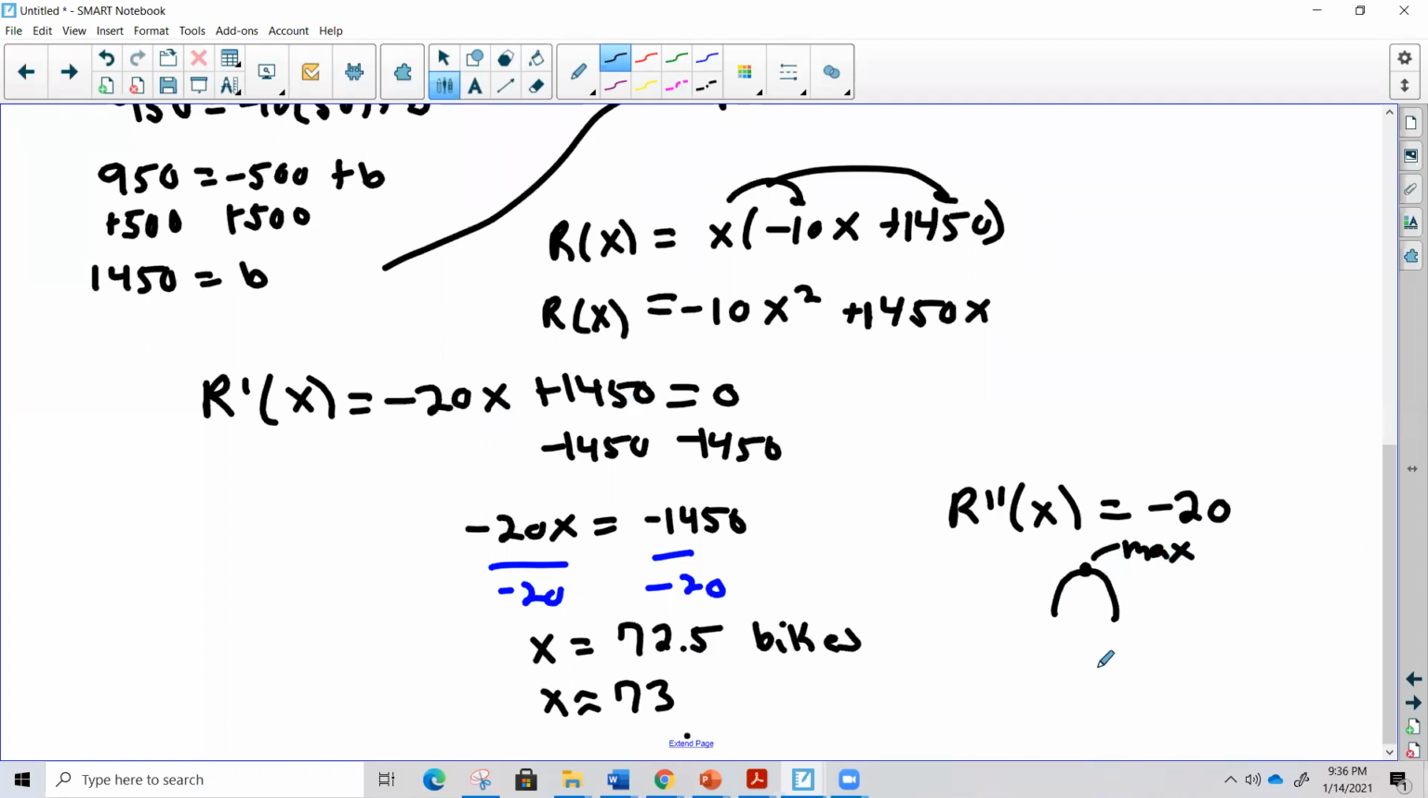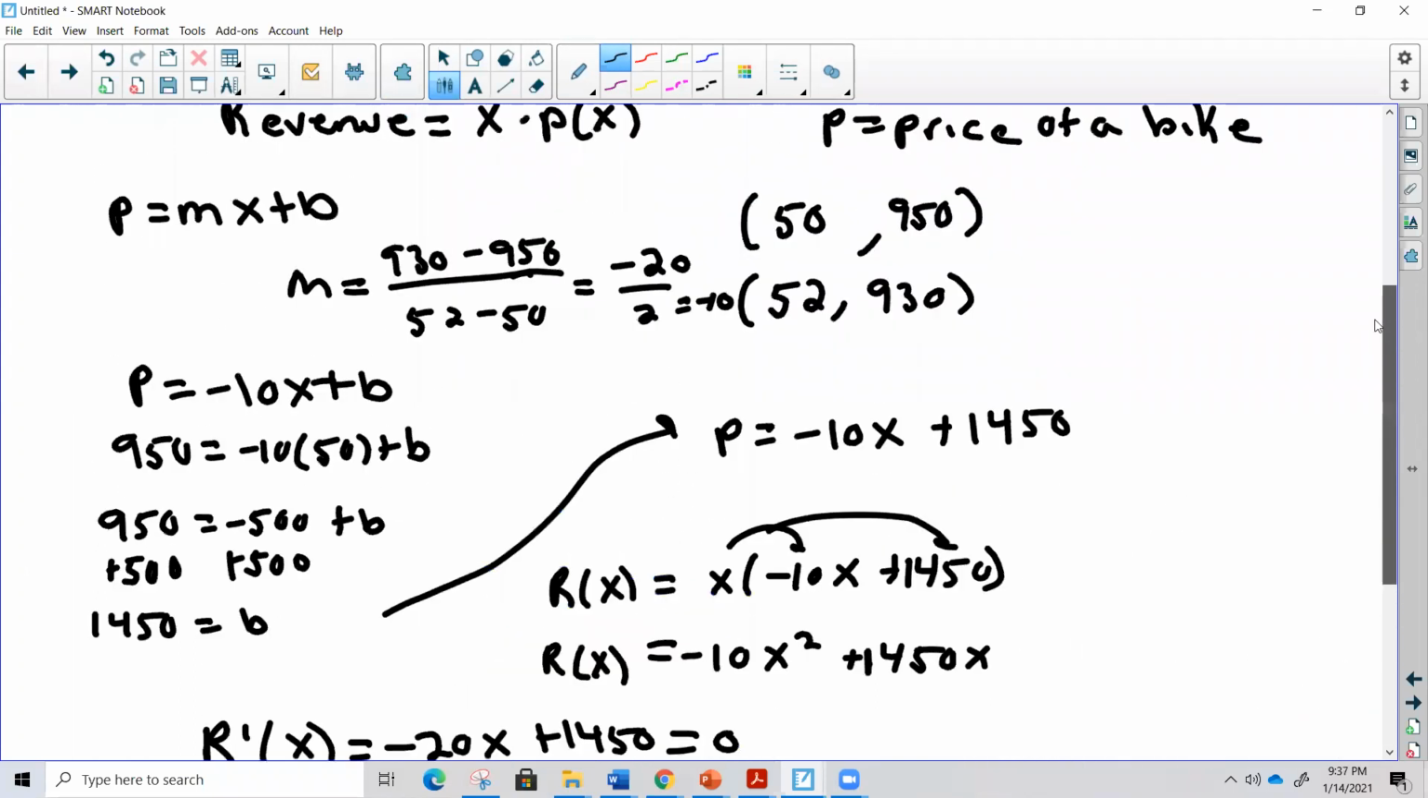So you should always show whether you get a max or a min. You need to verify it, so you should take the second derivative. If it's concave down, you have a max. If it's concave up, you have a min. And that's enough information to check that it's a max. So we found the number of bikes that we need to be a max.